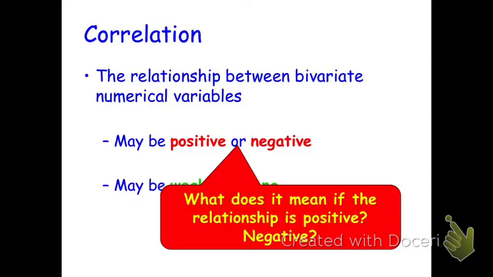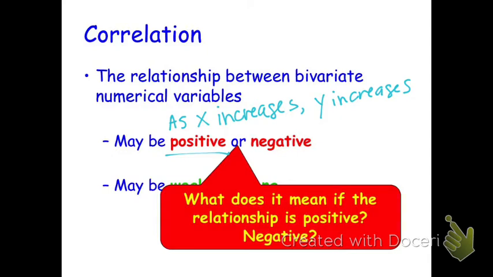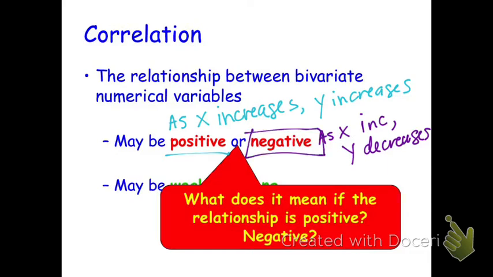What does it mean if a relationship is positive? It's going up. As x is increasing, what happens to y? Y increases. For negative, as x increases, y decreases. Can anyone think of an example of something that might have a negative correlation in everyday life?